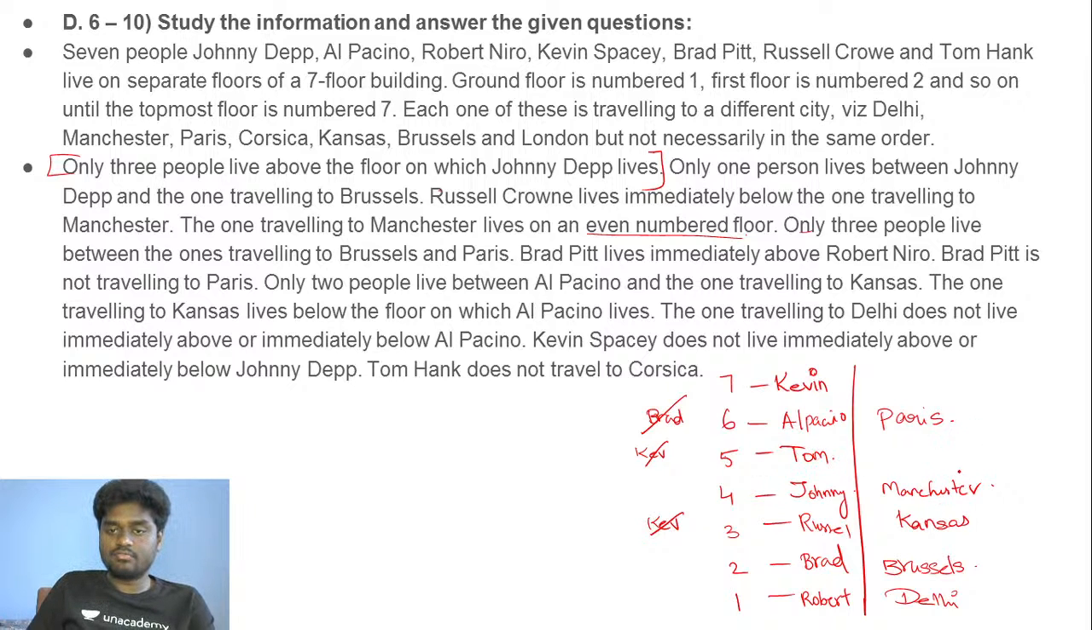Right. So what are the two left out countries you have here? You have London and you have Corsica, right? So Tom Hanks does not travel to Corsica. So Kevin will be traveling to Corsica then. And the fifth one, then it's going to be London. Any clue related with London you have here? Whether it is perfectly balanced.